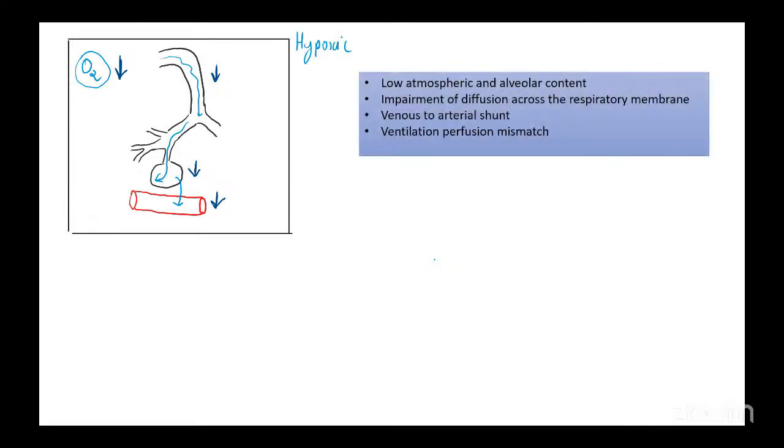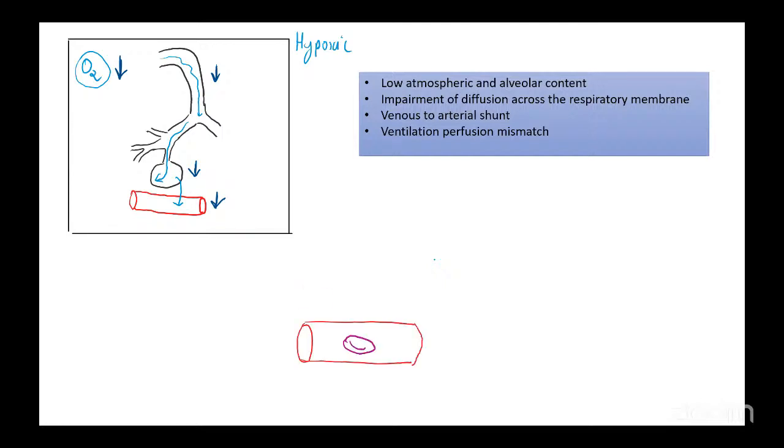So you have the respiratory tract, oxygen coming in. Either oxygen is less outside, or there is some problem in the airway where oxygen is not being transferred well enough, or from the alveoli to reach the circulation, diffusion. So if any of this is affected, this is called hypoxic hypoxia.